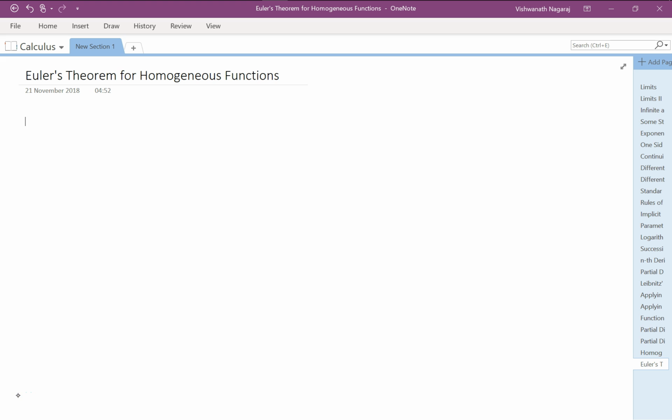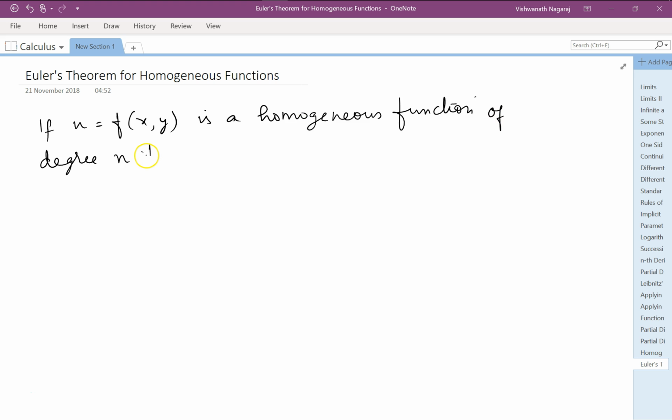Now that we have looked at what homogeneous functions are, let's look at Euler's theorem for homogeneous functions. If u is a function of x and y and is a homogeneous function of degree n, then x ∂u/∂x plus y ∂u/∂y is equal to nu. Remember, n is the degree and u is the function itself. Okay, let's see an example of this.